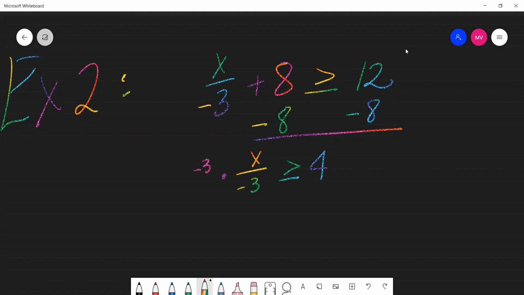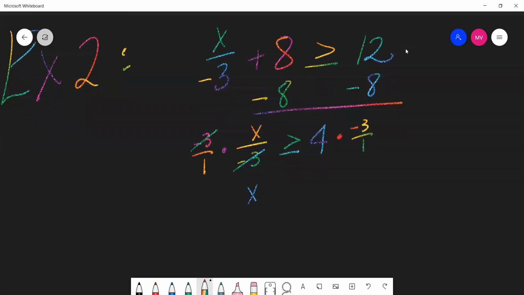Yes, multiply both sides by negative 3, which is also multiplying both sides by the reciprocal of negative 3, which is negative 3 over 1. Either way, you see that those cancel each other out. And how do we write our final inequality? x is less than or equal to negative 12. Yeah. Look at you, big brain.